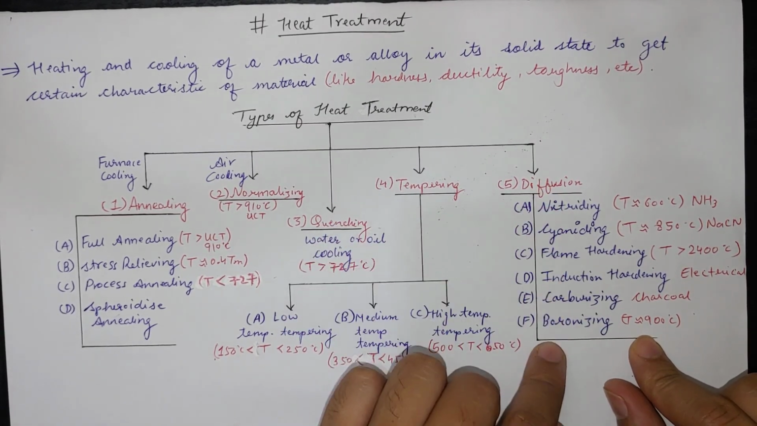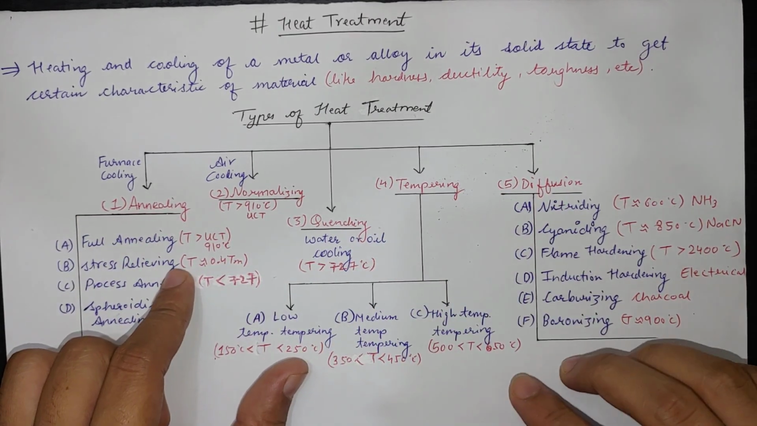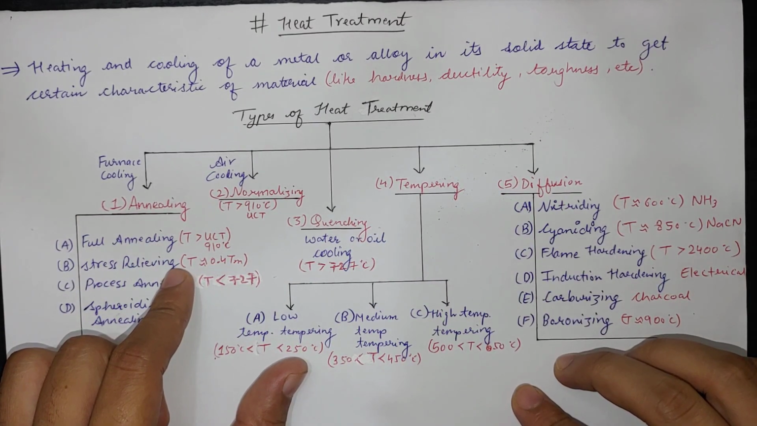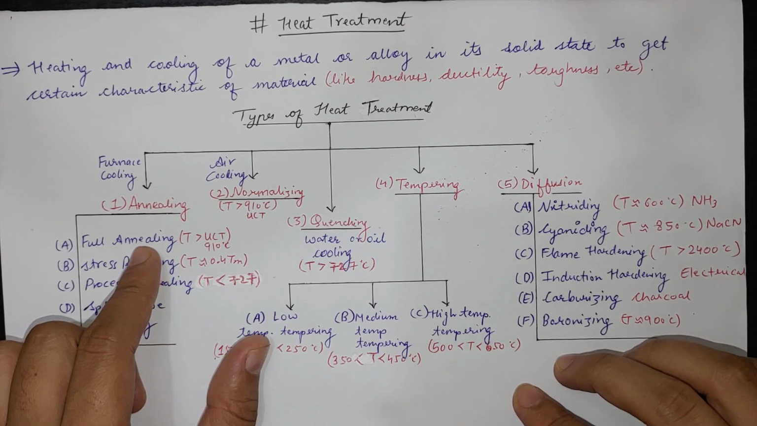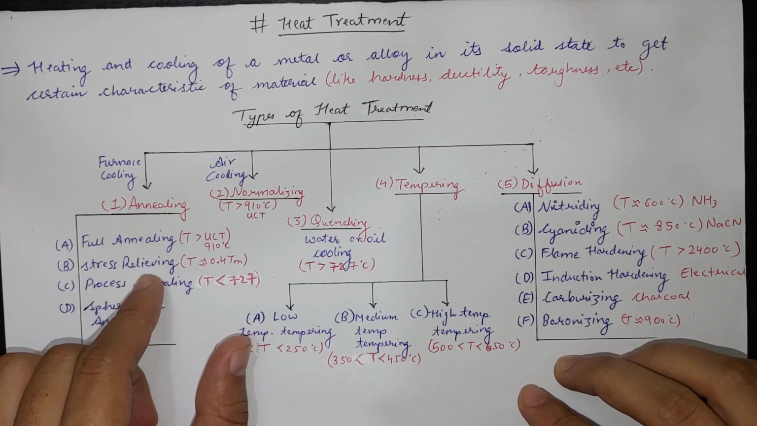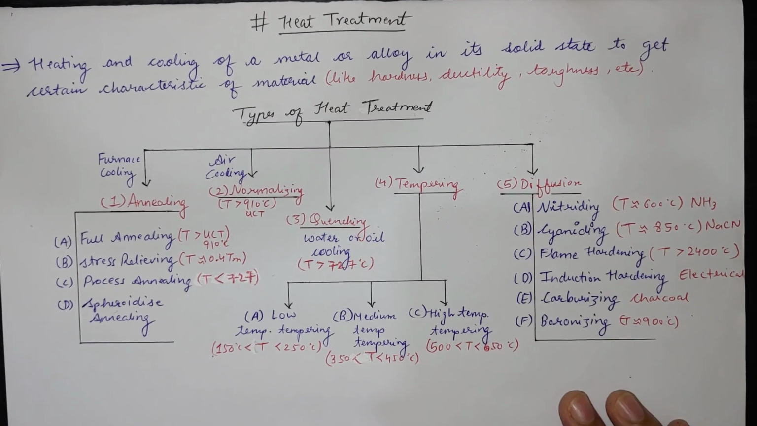So these are the hardening methods, and all these five methods are for steel, which is important to get the characteristics which we desire, like hardness, ductility, toughness, and surface hardness. So we'll discuss each and every method in separate videos.